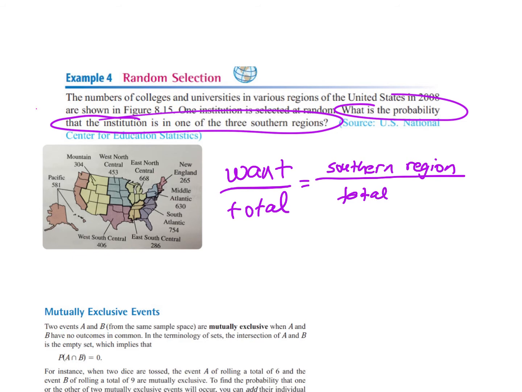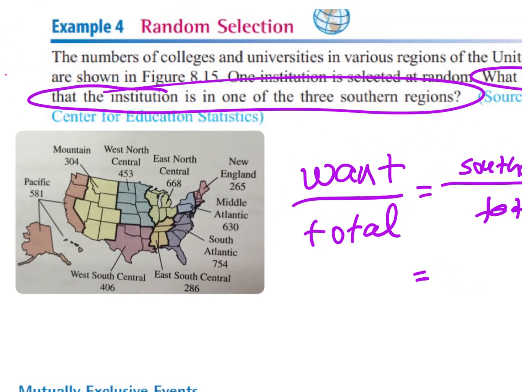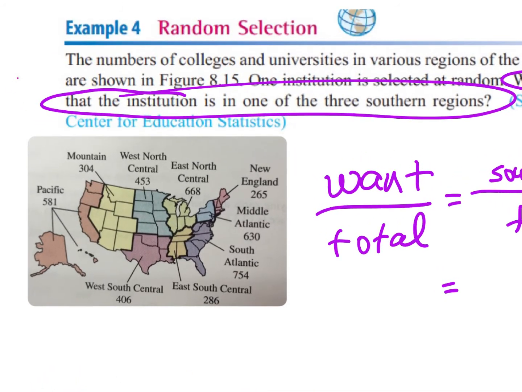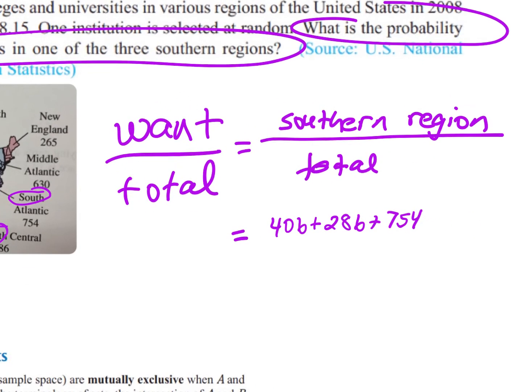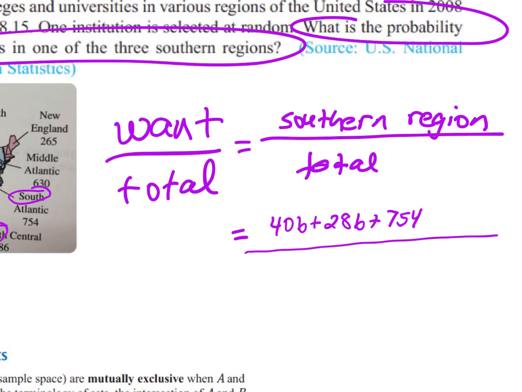How do you guys think I would find out how many students are in the southern region? Do you guys see the word south? So what do you think you would do with those numbers? You'd add them. So you have 406 plus 286, plus 754. That's anything in the southern region. And then what would you do to find the total? You'd add them all up.